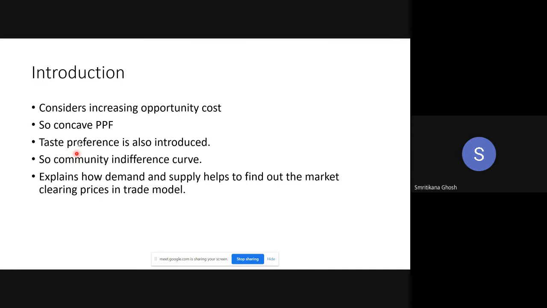And what is PPF? PPF is the production, that means the supply side. And what is the indifference curve? The indifference curve is your consumption, that is the demand side. So as you are introducing production and consumption, supply and demand, in the same model, you can explain the market clearing price, that is the equilibrium price in the trade model, with the help of demand and supply. So this is the background of the standard trade model.